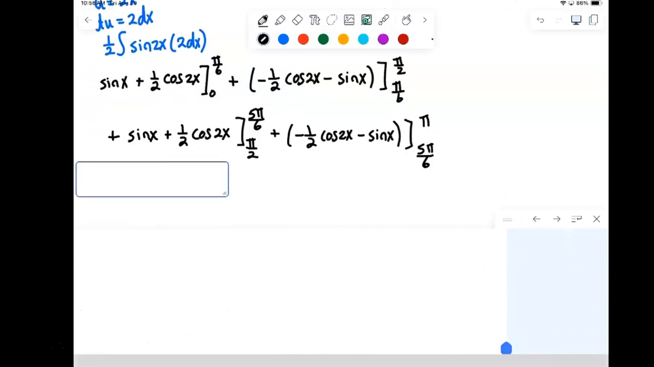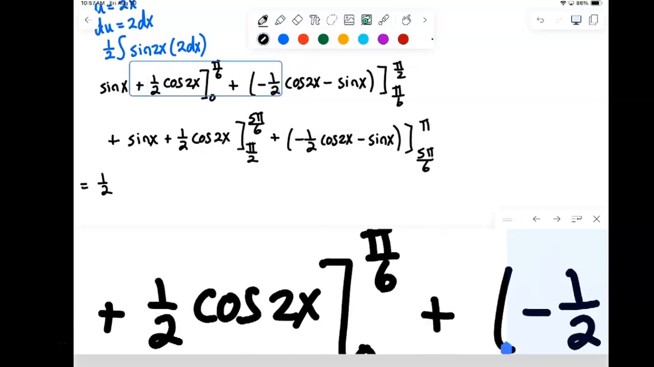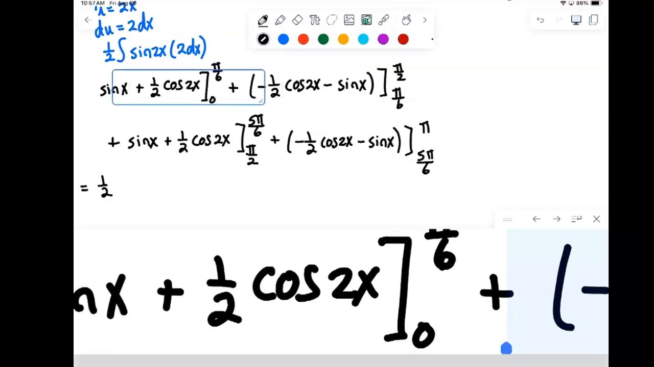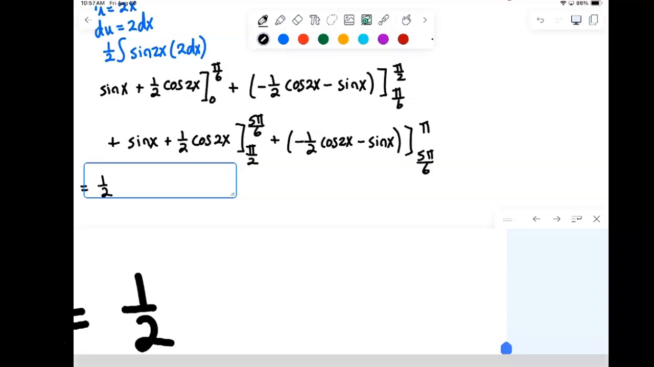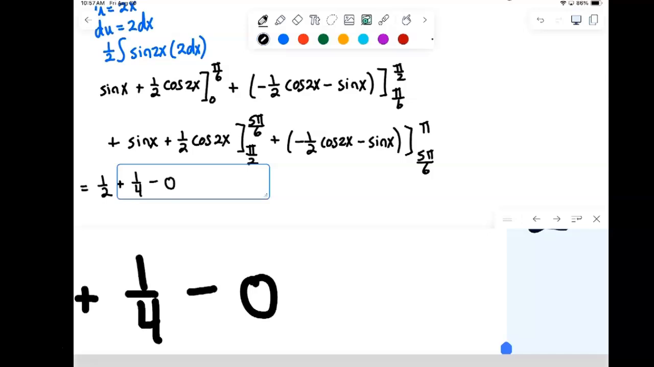Sine of pi over 6 is 1/2. Okay, that's going to be plus 1/2 cosine of twice pi over 6. Twice pi over 6 is pi over 3. Cosine of pi over 3 is 1/2, so we're going to have 1/2 of 1/2, which will be 1/4. Right? And then that's minus sine of 0, which is 0.